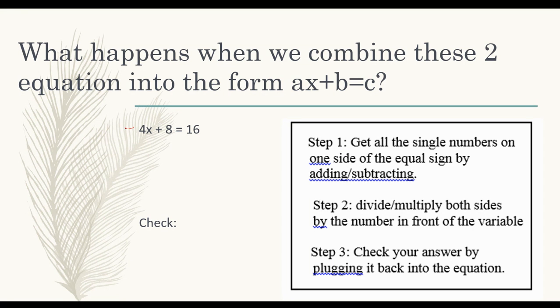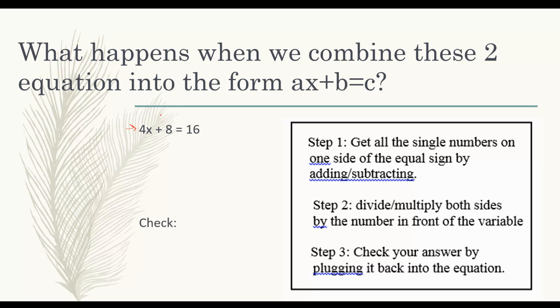So you can see our first problem here looks different. Before we would just have had the 4x and the 16. Now we have this plus 8. So your step here is to get all single numbers on one side of the equal sign by adding or subtracting. So our goal is still the same, to get that variable by itself. So the first thing we need to do here is to get rid of this plus 8.